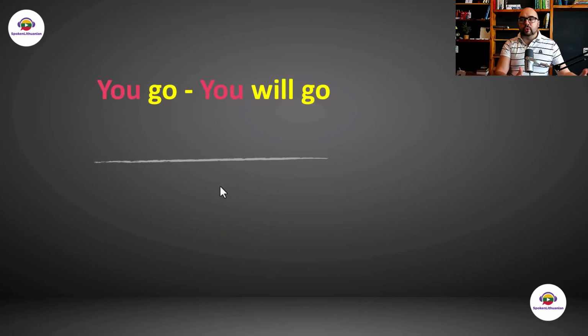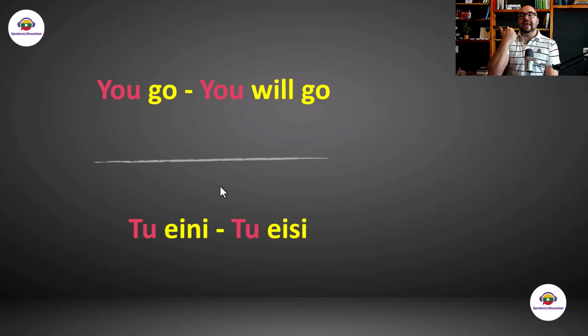So, for example, you go. Now let's look at the future tense. We have more tenses in this lesson, okay? We will not study them, but just use them a little bit for you to get the taste of it. You go, you will go, tu eini, tu eisi. Eisi, this ending si, eisi, valgysi, you will eat, right? Šoksi, you will dance. Tu eisi. Now that's a future tense, okay?